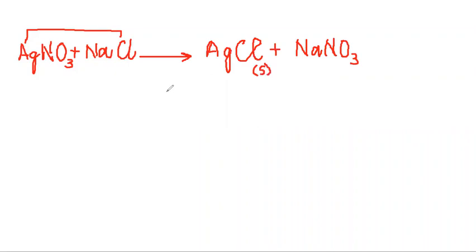Now, what is the proper definition of precipitation reactions? Upon mixing, a solid substance is precipitated out. That is known as a precipitate. And the reaction between these two solutions in which a solid substance is precipitated out is known as precipitation reaction. In precipitation reactions, the positive ion of the first solution is attached with the negative ion of the second solution, and the positive ion of the second solution is attached with the negative ion of the first solution.